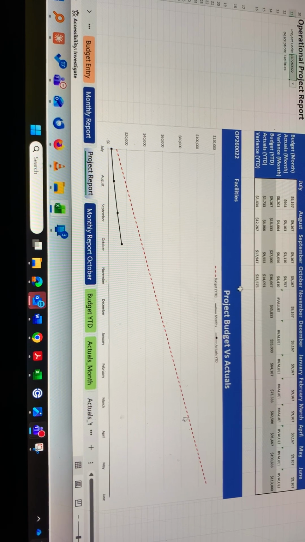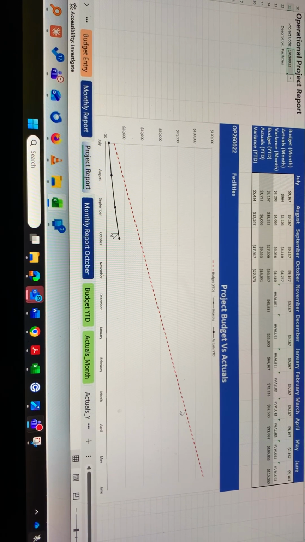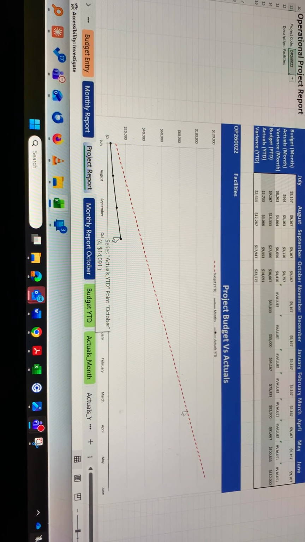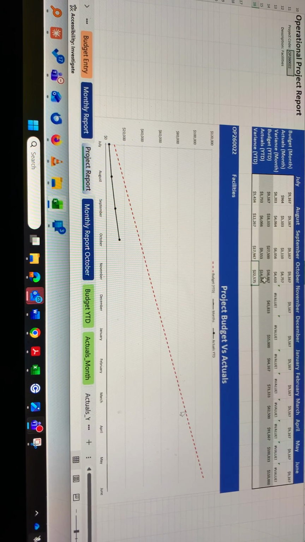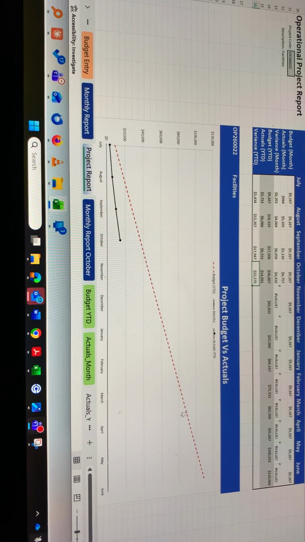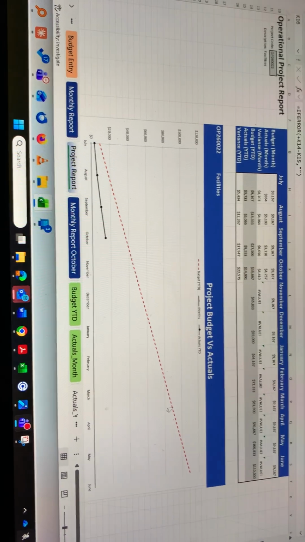Facilities. Underspent. Yep, so facilities has been pretty quiet lately, actually, but we are about to start doing some spider spraying and some other tasks.